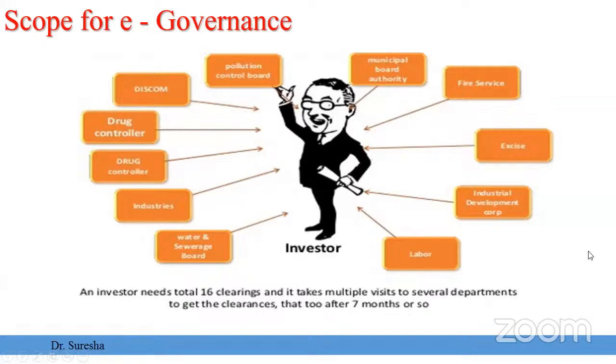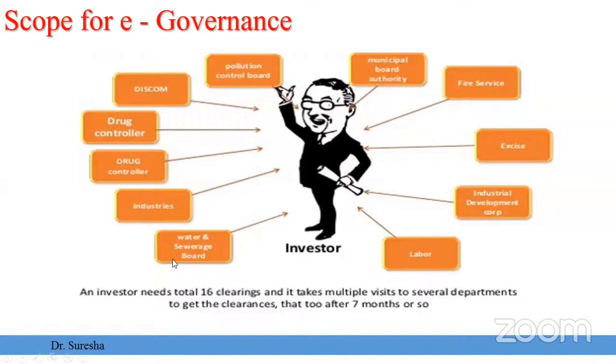that too after 7 months or so. So here, that is why we are going to provide a single window clearance, because some governments are investor friendly. They say that you give an application to start an industry, ours is a single window, and we'll provide you the clearance to start an industry using e-governance.